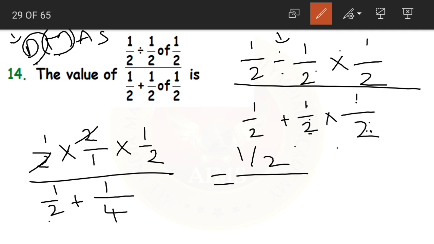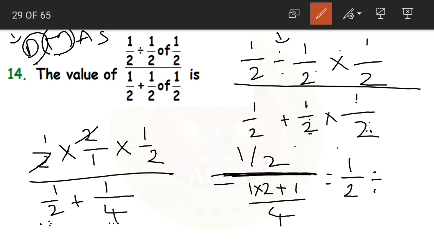And coming to the denominator, the denominators of the fractions are 2 and 4. So the LCM of 2 and 4 becomes 4. Yes, you can check. So I'll take 4 as the denominator. And here the numerator becomes 1 into 2 plus 1. Now this will be 1 by 2 divided by, yes, instead of this line I am writing divided by here. And 1 into 2 becomes 2 plus 1. 2 plus 1 is 3 divided by 4.